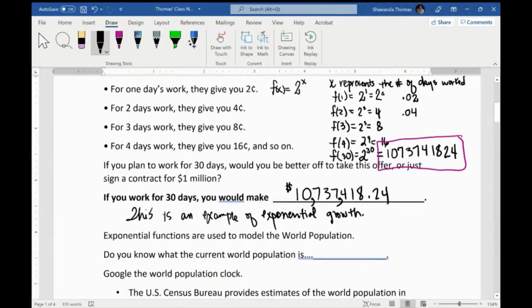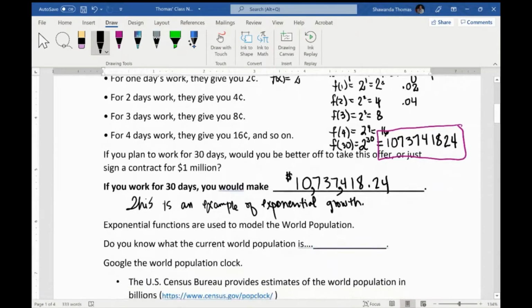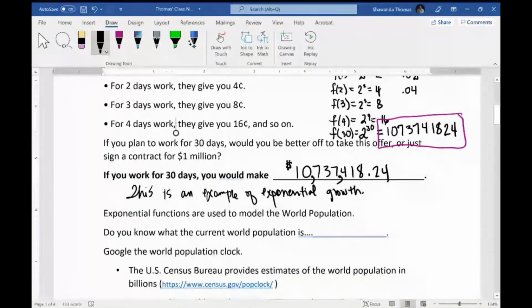All right, so guess who was the only person that chose to take the offer? Who y'all think chose to take the offer? Only person that chose to take the offer was Nakiria. All right, she's the only person. So you were right, Nakiria.